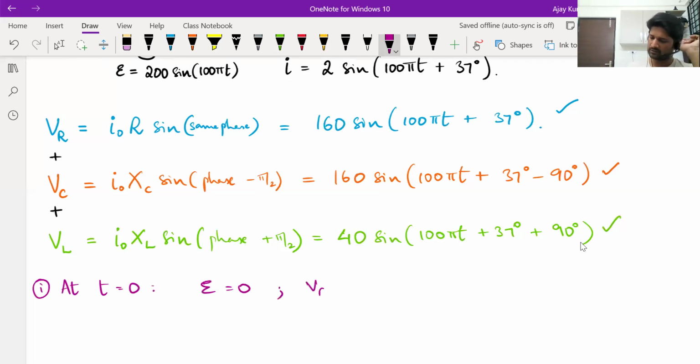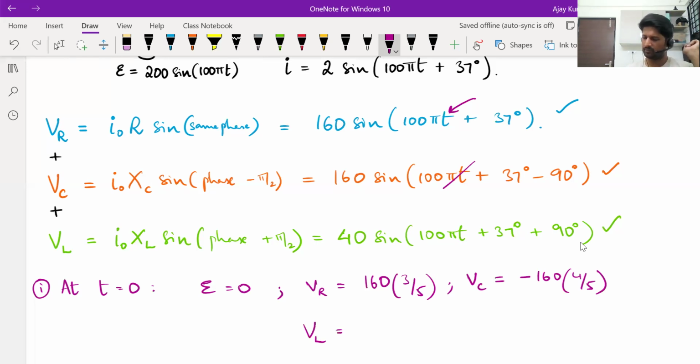Next, voltage across the resistor. If you put t as 0 in this, how much does it become? 160 sine 37 degrees. Okay, let it be 160 into sine 37 degrees, which is 3 by 5. That's the voltage across the resistor. Next, voltage across the capacitor. T as 0: sine 37 minus 90. Sine theta minus pi by 2 is minus cos theta. So minus 160 into cos 37, which is 4 by 5. That's the voltage across the capacitor.